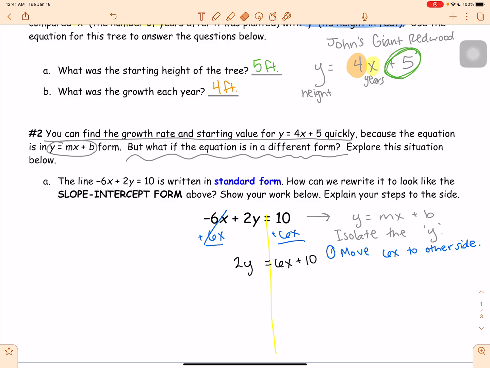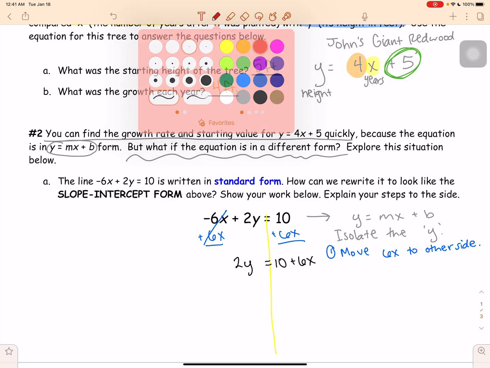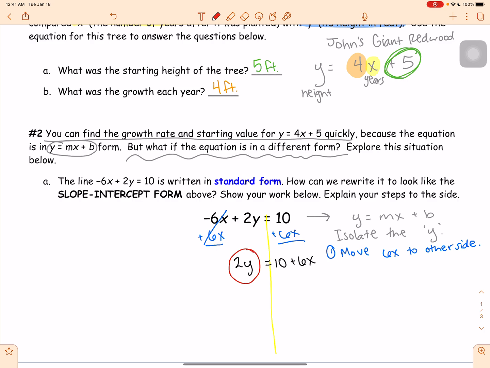Let's assume that you did not think of that and you just wrote it like this. We'll still get the same answer. Okay? So now I see that the y is being multiplied by 2 right here. This is 2 times y. So I need to divide both sides by 2 to get the y by itself. Divide both sides by 2. And that will undo the multiplication there. Now these here, it would be all over 2.